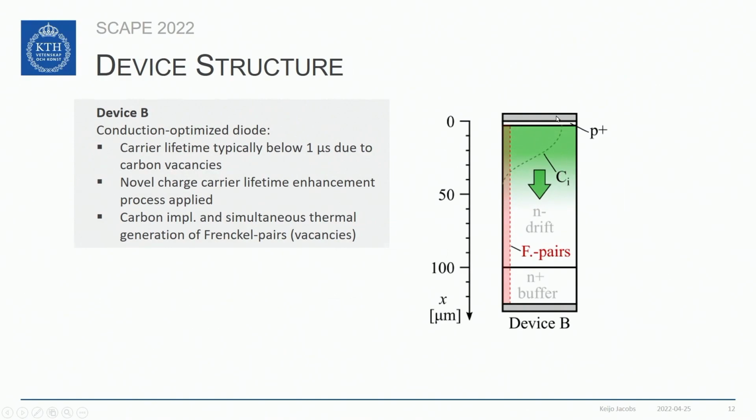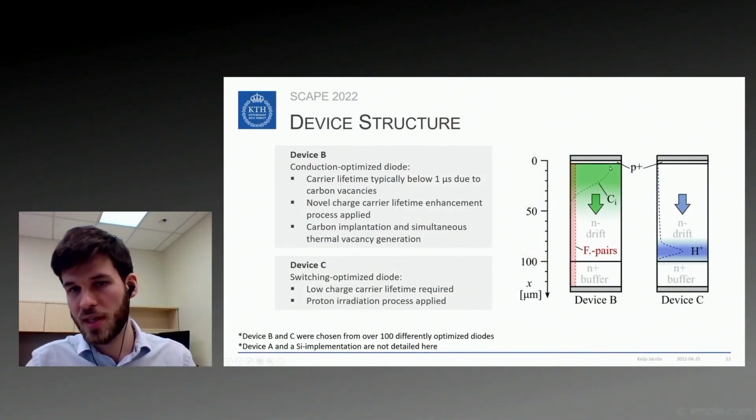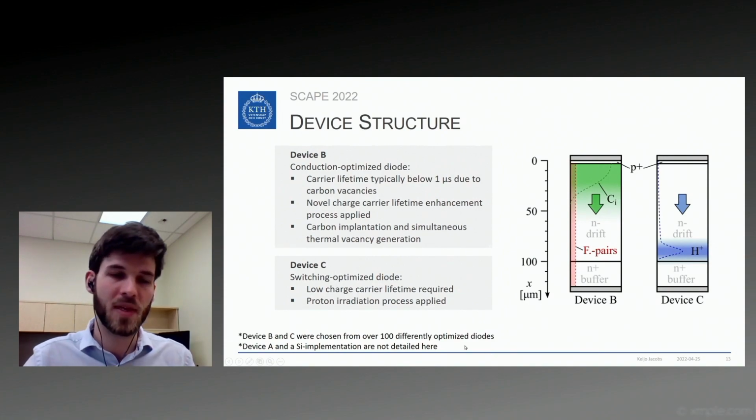You can see the carbon implantation from the anode side, and then the generation of Frenkel pairs throughout the whole diode. Maybe I should mention that this results in a higher charge carrier lifetime here closer to the P+ region.